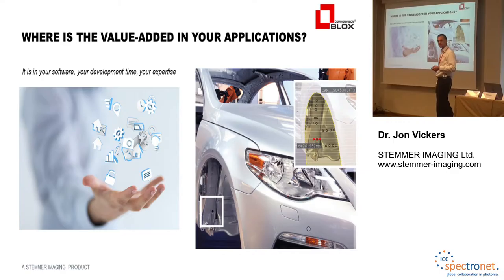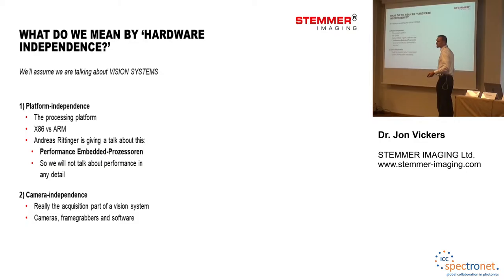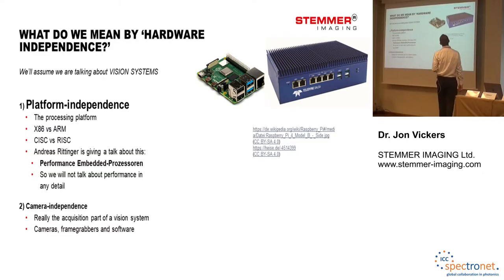So what do we mean by hardware independence? Well, first of all, we assume we're talking about vision systems, otherwise you're in the wrong room. We're talking about the processing platform. So we're talking about PCs, or we're talking about an embedded system, something like this. So we have a choice, first of all. If we're talking about hardware independence for the processing platform, we could go for a PC.